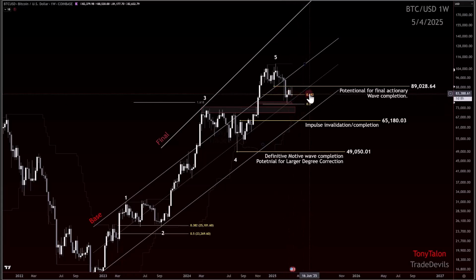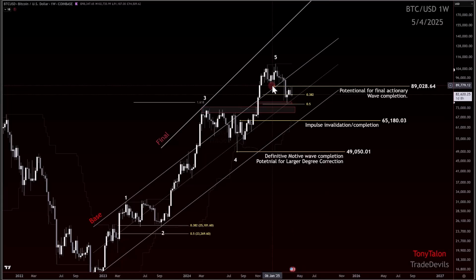But we need some proof first, and we'll find that on the smaller time frames. We need that to be proven before we can get any confidence in the larger degree working out in the direction that we want it to, or that is projected by the smaller degree.